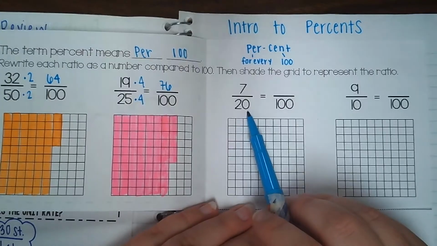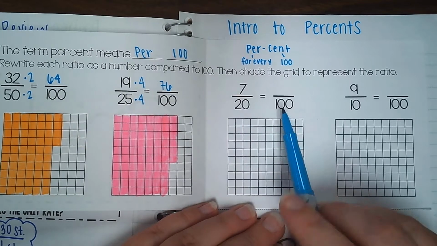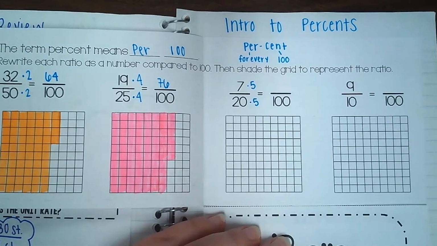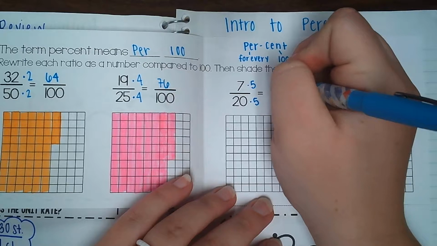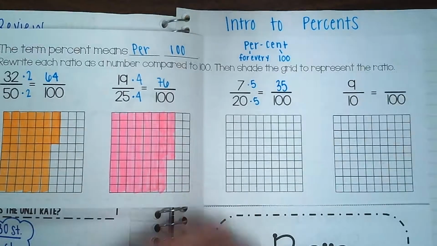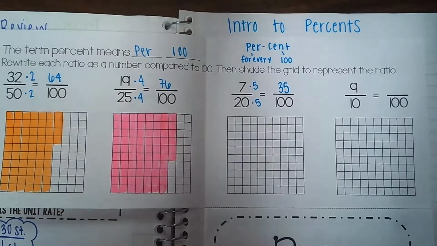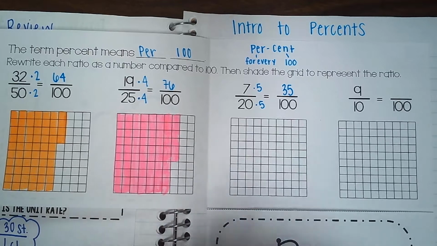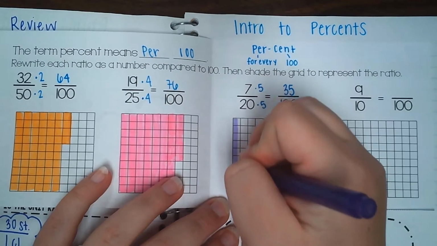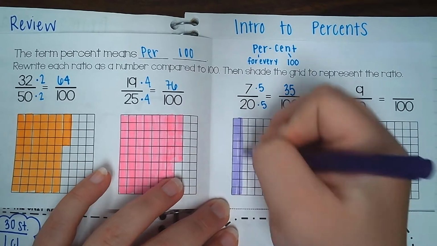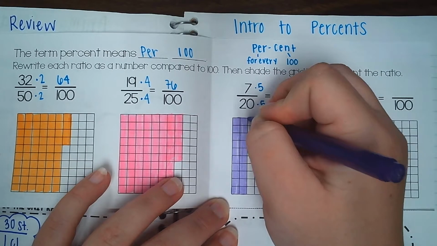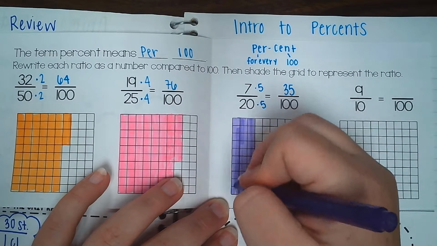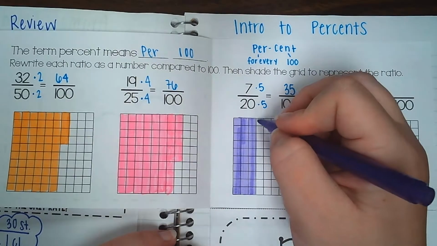Next, we have 7/20. To get from 20 to 100, we multiply by 5. So we multiply 7 by 5. 7 times 5 is 35. So to shade that in, we're going to shade 3 vertically. And 5 in the next row.